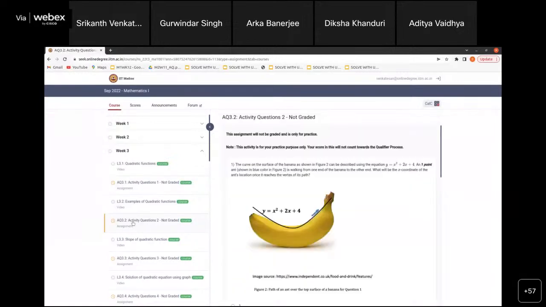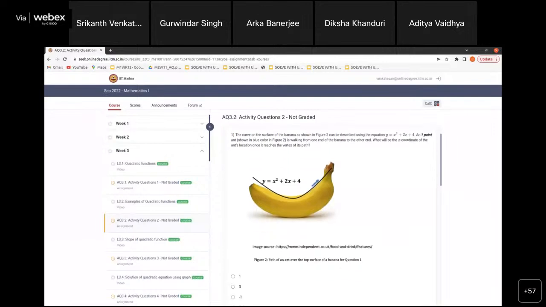Okay, let us move to 3.2 then. 3.2 first question. The curve on the surface of the banana as shown in figure 2 can be described using this equation. So we have given the equation of the curve of the banana. In the graph also you can see it is somewhat like x square plus 2x plus 4. An ant is walking from one end of the banana to the other end. What will be the x coordinate of the ant's location once it reaches the vertex of its path or graph?